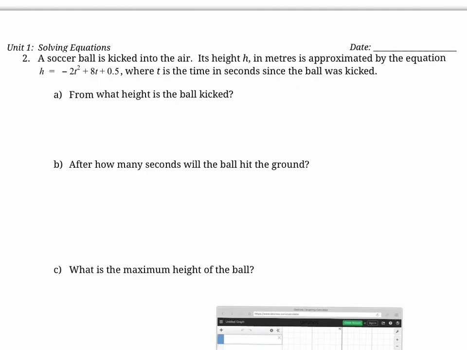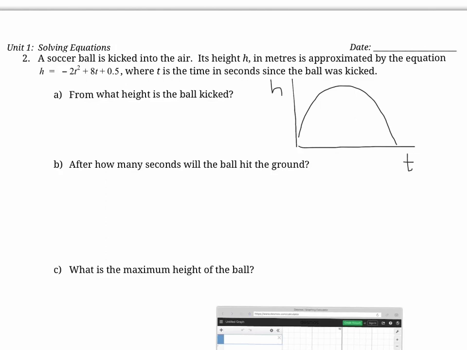So now we've got some questions about this equation. We've got to just decode these questions and figure out what it is actually asking and how we can figure it out from the equation. So if we were to draw a quick sketch, before I even see what the questions are asking, I know that generally a soccer ball would make this shape when it was kicked. Maybe it started on the ground, maybe it didn't. We're going to have to figure that out. And on our x-axis, we're measuring time, and on our y-axis we're measuring height. So we have time here and we've got height here.